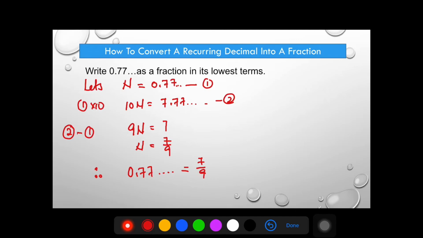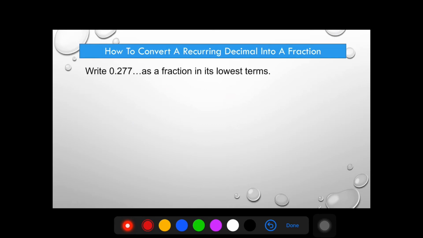Okay, not very difficult. For the second question, now this recurring number is a little bit different.